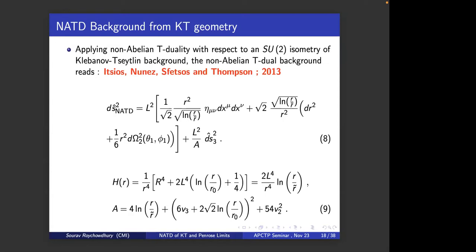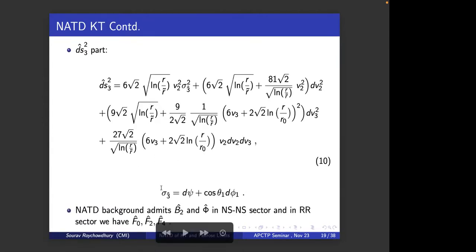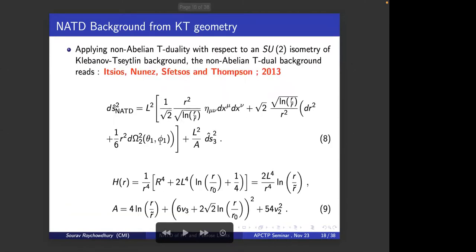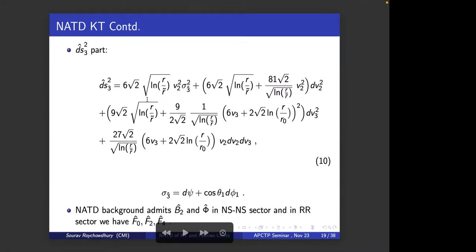Okay, so now here actually is a quite complicated background. However, you have some symmetry. You can see there is residual symmetry in the T-dual background. There is an S2, and we have a U(1) isometry which comes from the sigma 3 square. The sigma 3 is given by this expression. We have some residual isometry in the T-dual background.